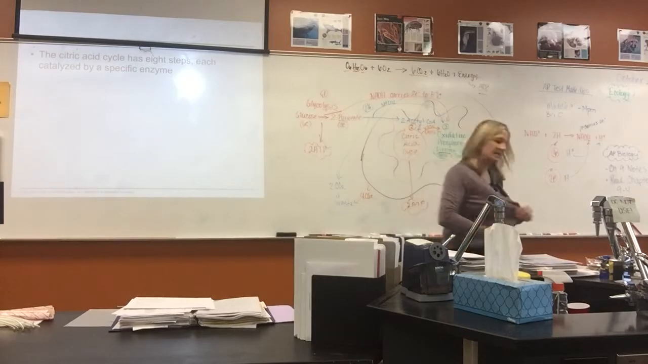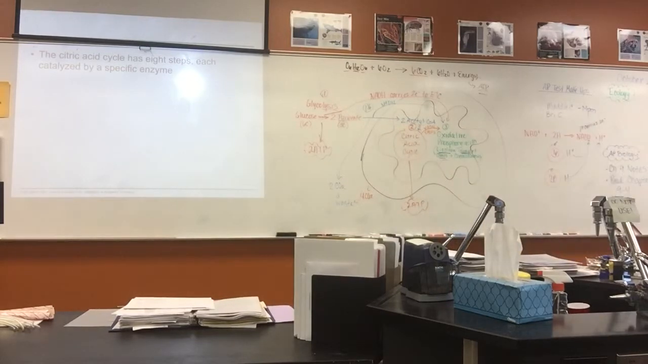So the citric acid cycle has 8 steps. Now you don't have to know all these 8 steps or anything like that. I just wanted to include this to show you how it's a cycle. Each step is catalyzed by a specific enzyme. The acetyl group of acetyl-CoA joins the cycle by combining with a molecule called oxaloacetate, forming a molecule called citrate.